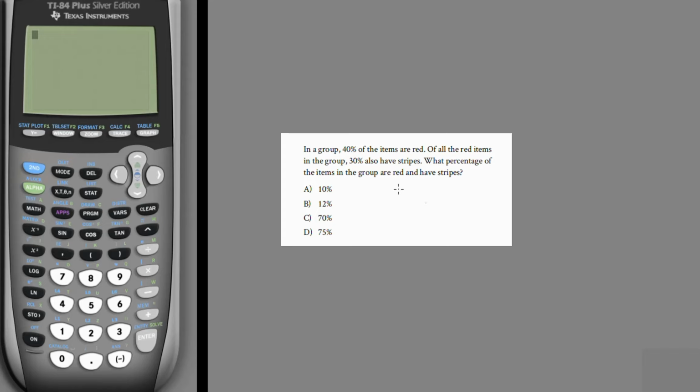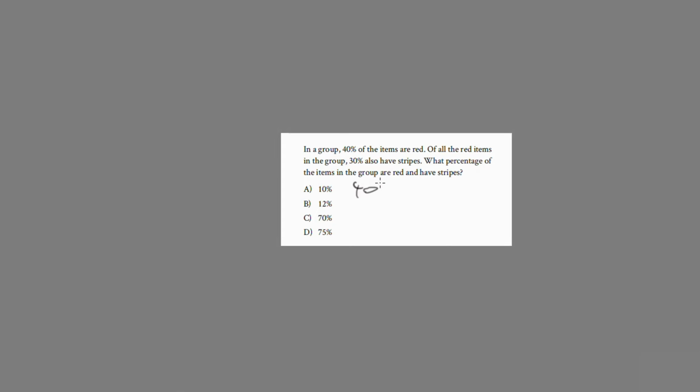So let's solve this. Now 40%, I don't think you need a calculator to solve this. 40% is 0.4 of the total items. 40% of items are red, so 0.4 of all the items. We don't know the total number of items, so let's call it x. So 0.4x, that's 0.4 of all the items, x representing all the items.